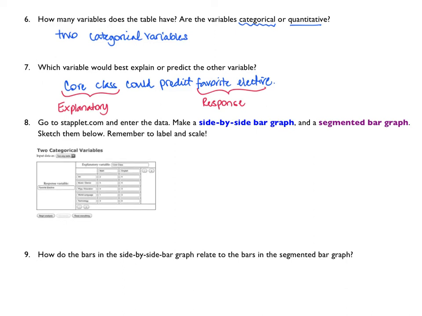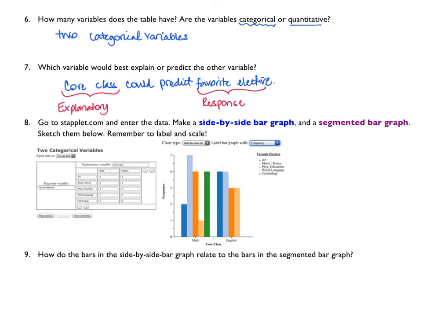Notice that the settings for the side-by-side bar graph allow you to either graph in frequency or in relative frequency. Again, relative frequency is percents, frequency is counts. So I'm going to graph in frequency for the side-by-side bar graph. When it comes to the segmented bar graph, you only have one option, and that's relative frequency, and there's a reason for that. Just as before, we want to make sure to label and scale.